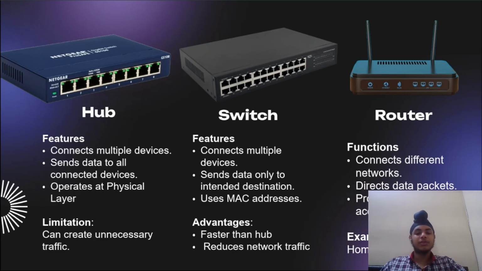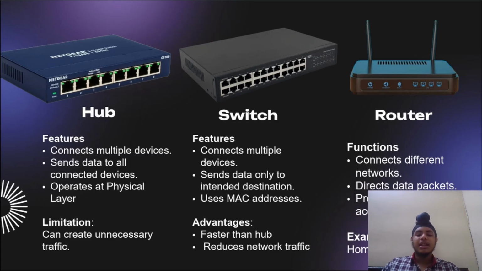Next is a switch. Switch is, however, somewhat intelligent. It also connects multiple devices, but it sends data only to the intended destination, the computer to which we want to send the data, and uses the MAC address, that is the address of our network card of the computer. Its advantages are it is faster than hub. Of course, it would be faster because it directly sends and there is no unnecessary traffic created. Hence, it reduces the network traffic.